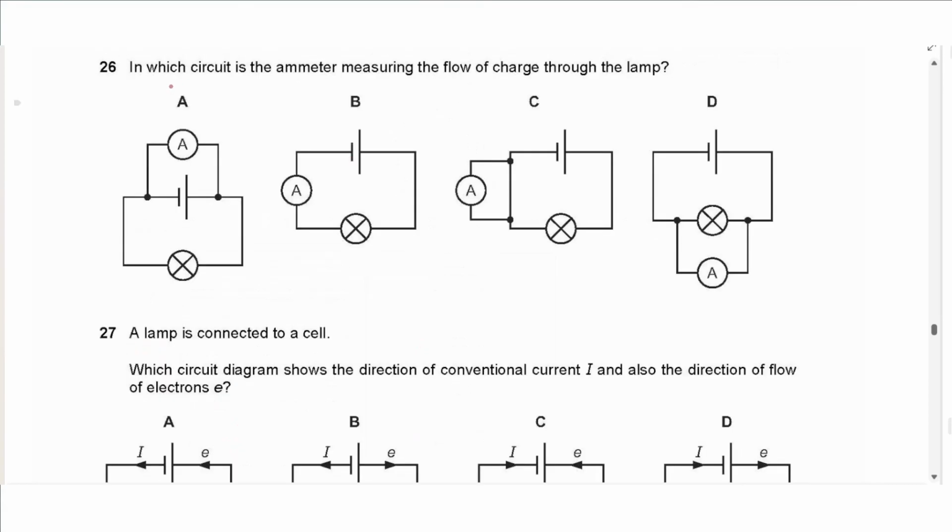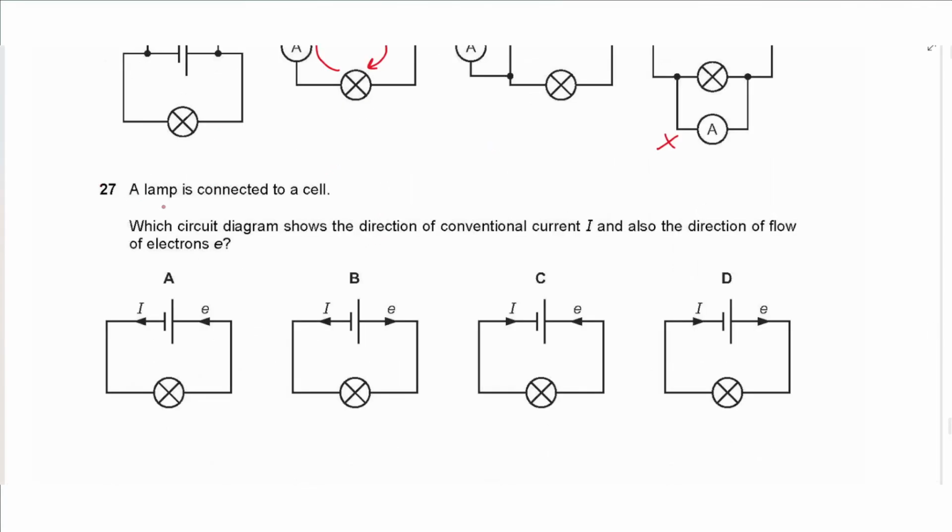Question 26 says, in which circuit is the ammeter measuring the flow of charge through the lamp? So the ammeter should be in series with the lamp, so any parallel connection for the ammeter is rejected, and the answer would be B, the ammeter in series with the cell and the lamp.